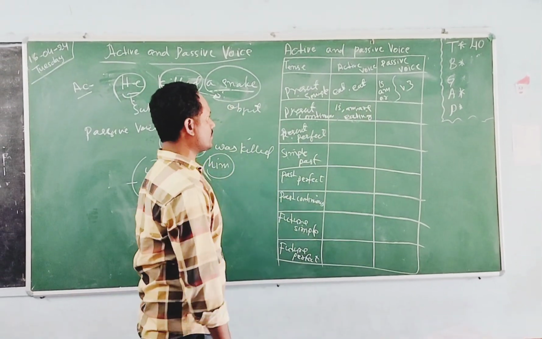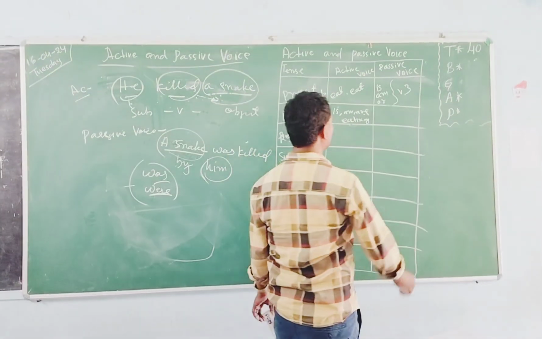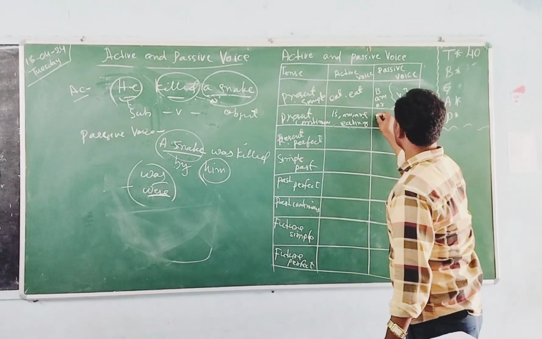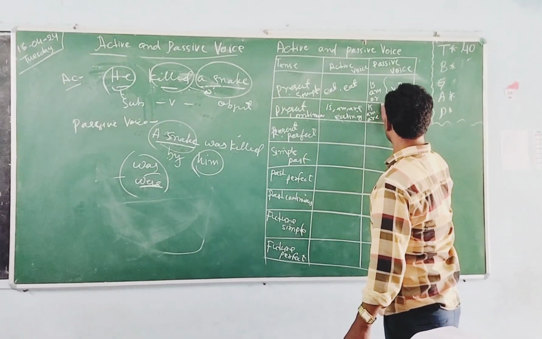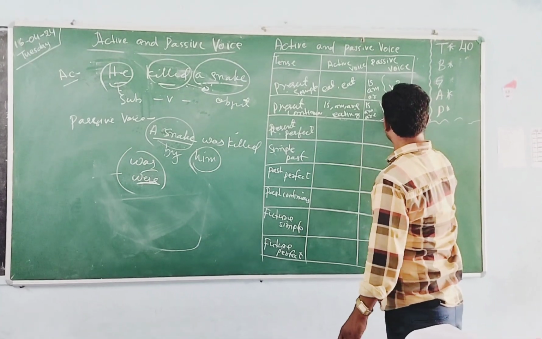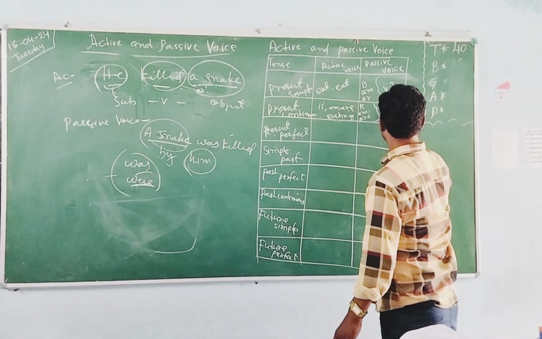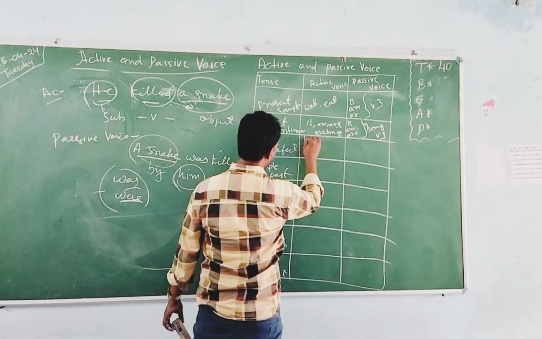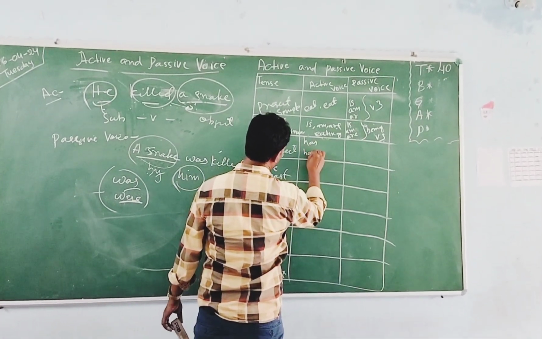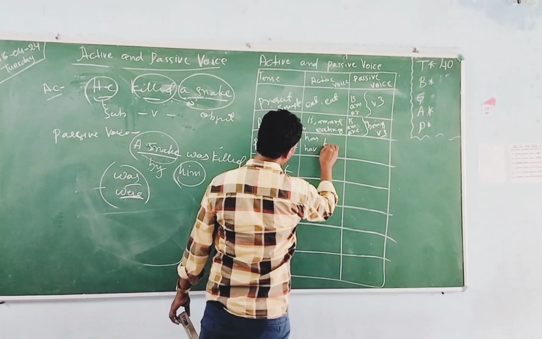So he is eating, they are eating. So what is the passive group? Here also we say is, am, are. What will be the being? Being, verb 3, eaten. Present perfect: has, have. And what is that? Been.